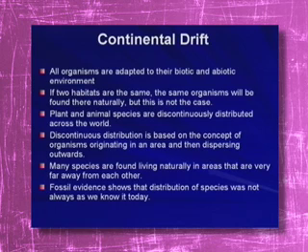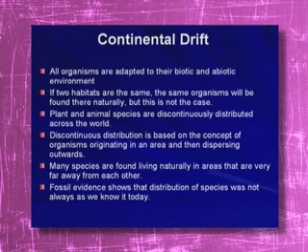Plants and animal species are discontinuously distributed across the world. You must know that term, discontinuously distributed, so they are not continuous. Discontinuous distribution is based on the concept of organisms originating in an area and then dispersing outwards. So many species are then found living naturally in areas that are very far away from each other.